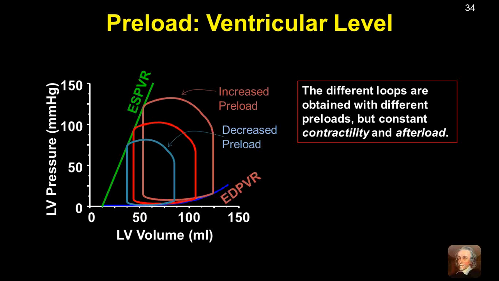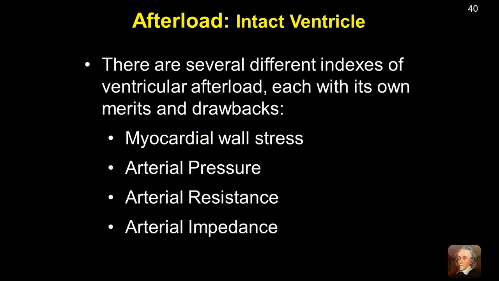So that gives us a hint that we don't want to use aortic pressure as an index of afterload when it relates to the ventricle, because the pressure is changing even though I'm not doing anything to the vascular system. So this shows the situation with preload, but then what about how do we talk about afterload?